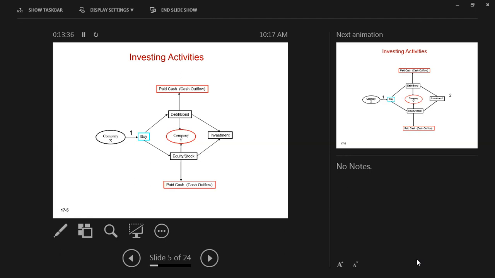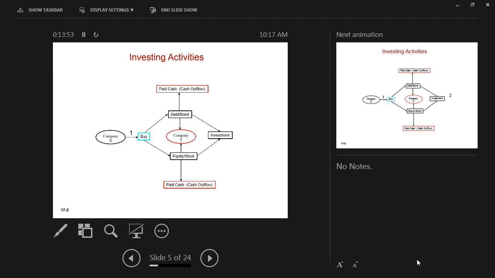What is the summary here? The summary is, if you buy an investment, you have to pay cash, right? And this is an example of the meaning of investment. So whenever you buy an investment, you have a cash outflow.